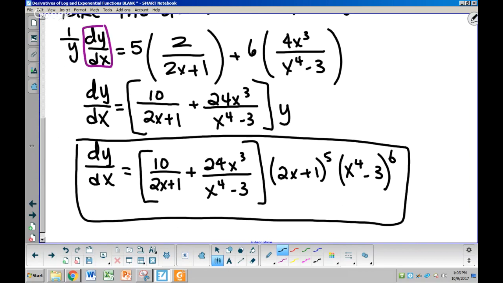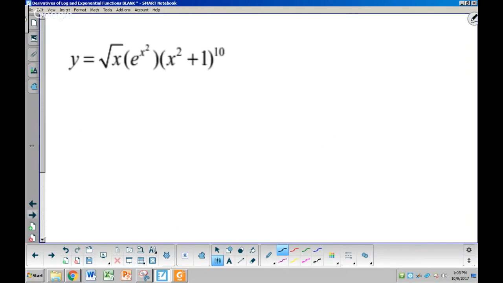Now, does that look like it's a lot easier than using the product rule on the thing that we just saw? Yes? All right. What about this one? I'm multiplying 3 things together. So we're going to take the natural log of both sides. The natural log of y equals.